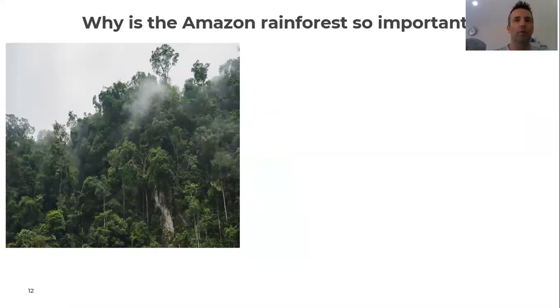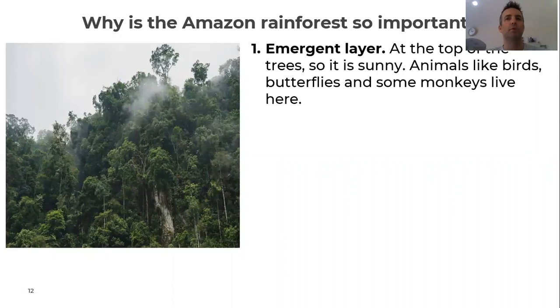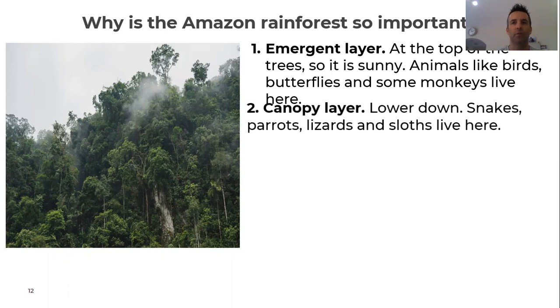So right at the top, we have a layer called the emergent layer. And this is right at the very top of the trees. So it gets lots of sunshine, and animals like birds, butterflies, and some types of monkeys live here. And they rely on it because they need the trees to provide their food and to provide their homes. Next, we have the canopy layer, which is below the emergent layer. And it's a little bit lower down. Many animals like snakes, parrots, lizards, and sloths live there. And again, they depend on the forest for their home and for their food.